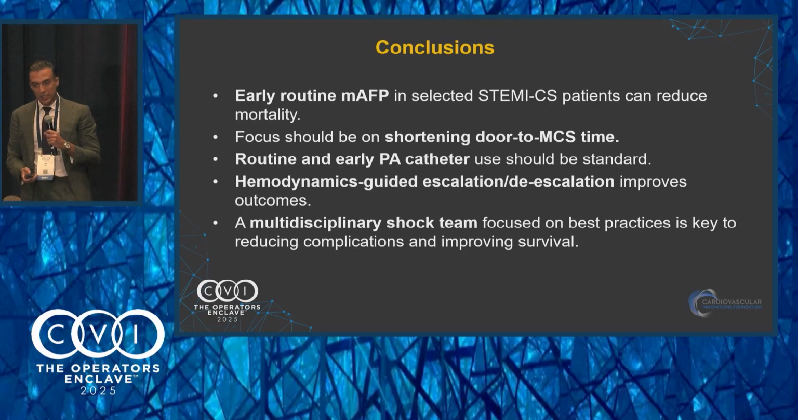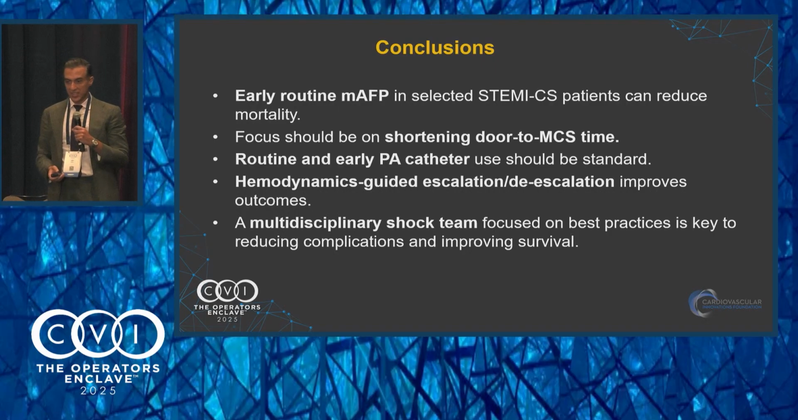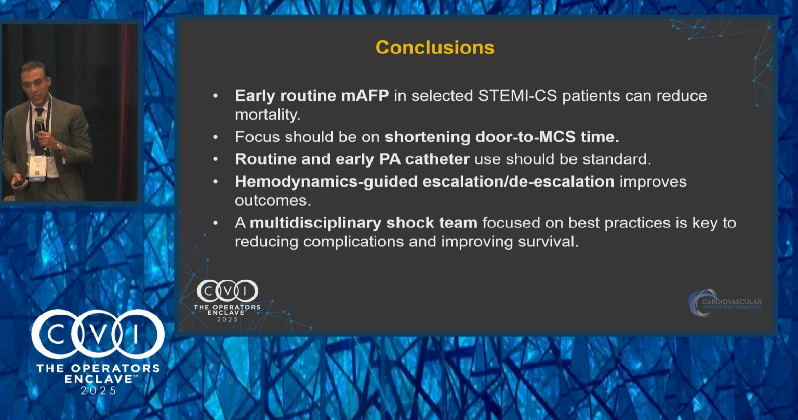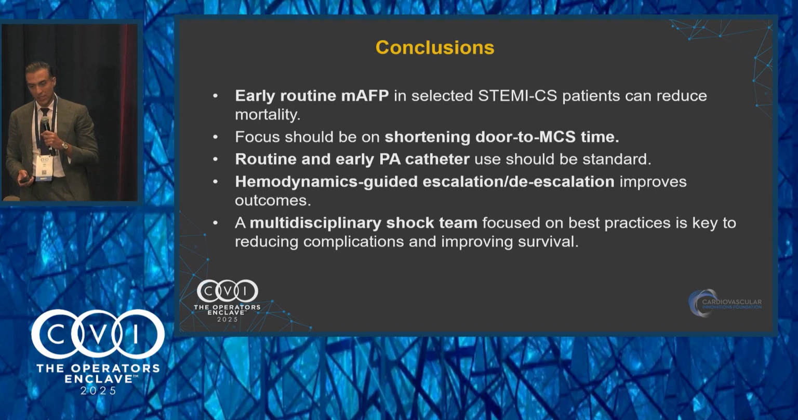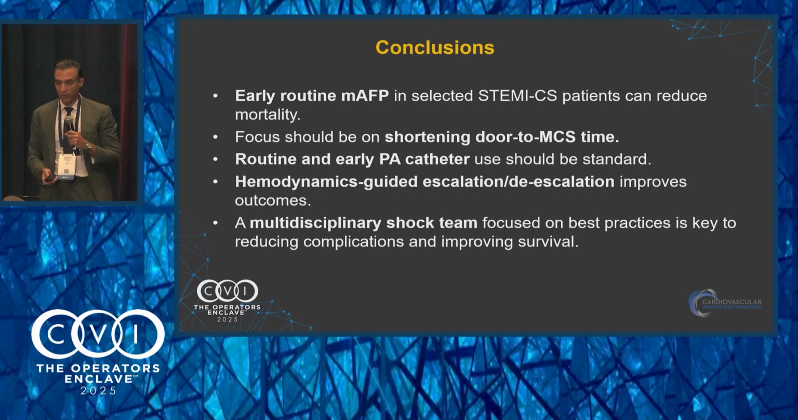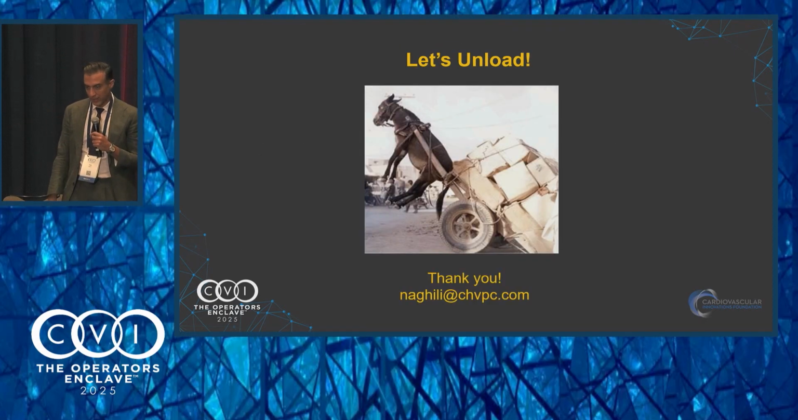Conclusion: early and routine use of Impella in selected STEMI cardiogenic shock patients can reduce mortality. Focus should be on shortening door to MCS time. Routine and early PA catheter use should be a standard of care. Hemodynamics-guided escalation and de-escalation improves outcome. A multidisciplinary shock team focused on best practices is key to reducing complications and improving survival. Thank you.